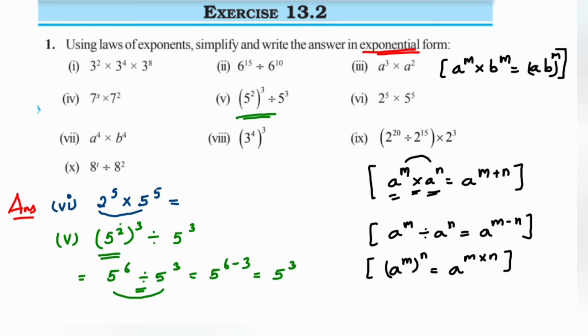So from here we can write down, we're multiplying the bases now, but the power will remain the same, 5. So 5 2s are 10, so 10 to the power 5 will be the answer.